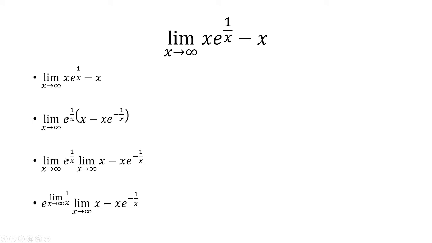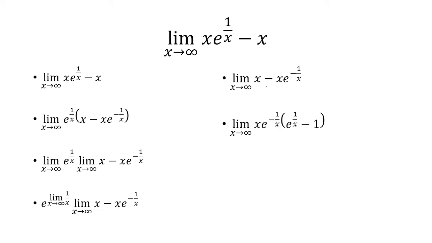And really, e to the 1 over x, you can also think of it as e to the limit as x approaches infinity of 1 over x. So I guess this step is kind of optional, but basically this has to be 1 because the limit as x approaches infinity of 1 over x is 0, e to the 0 is 1. So really, now we're just left with the second limit.